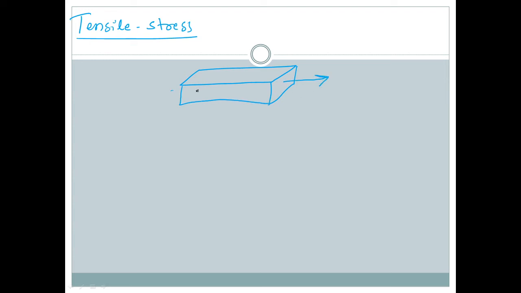Now consider a bar, P, which is subjected to tensile load. Let us take L as the length of the bar, this is the width, and this is the depth.